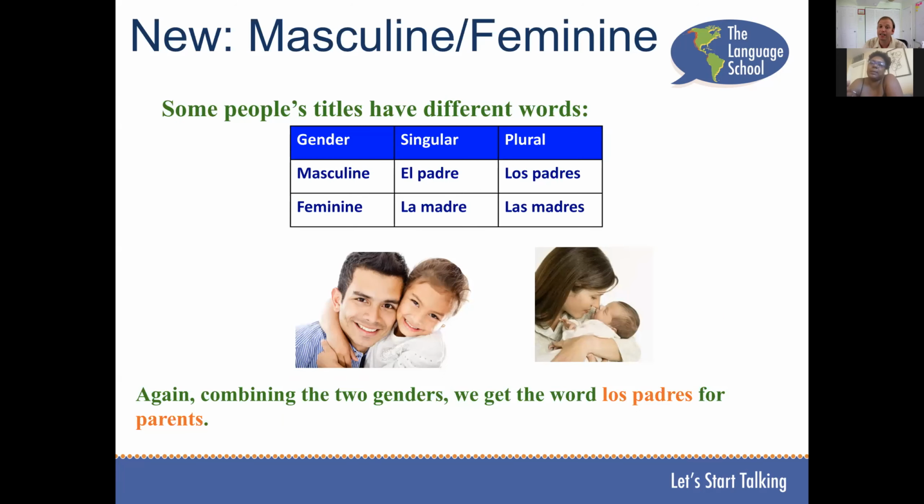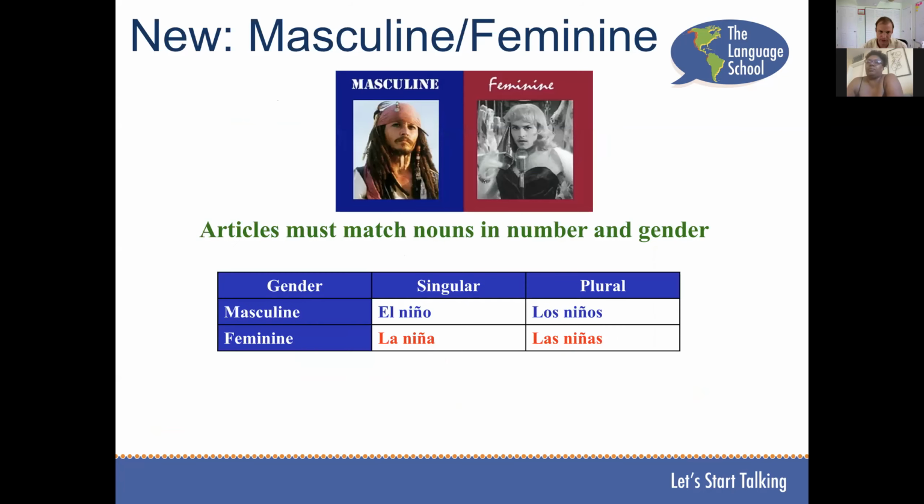Some people's titles will have completely different words, like el padre is dad, la madre is mom, father or mother. The plural form is los padres or las madres. And then again, if we put mom and dad together to form the word parents in English, we use the word los padres. Okay. All right, so just a quick recap.